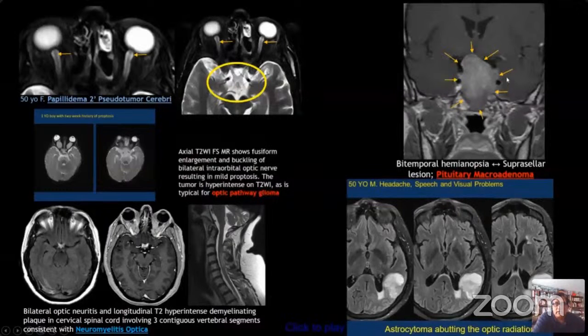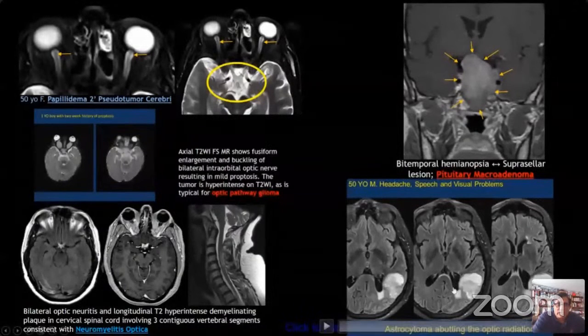This one is, as we all know, a huge sellar mass with a suprasellar extension, which has a big mass effect on the optic chiasm, and this causes the bitemporal hemianopsia. Yeah, it's very typical of pituitary macroadenoma. The one here is actually, you can see an astrocytoma in the temporooccipital region.